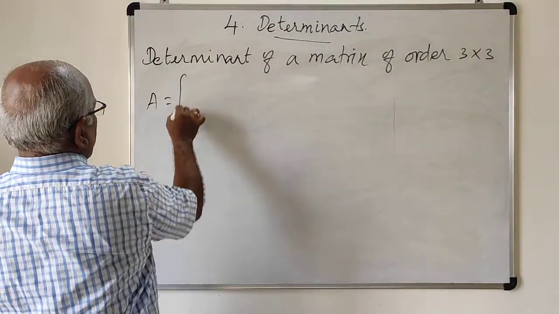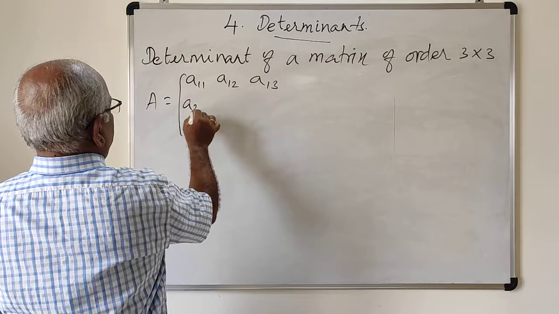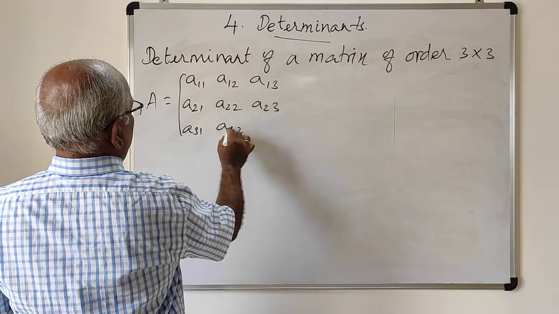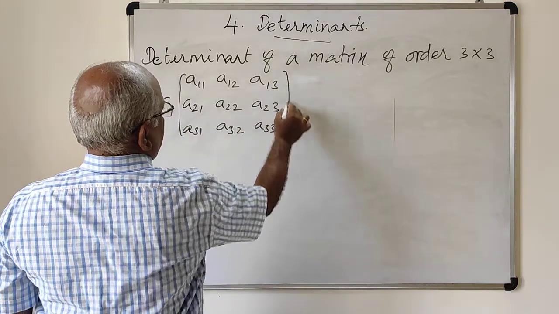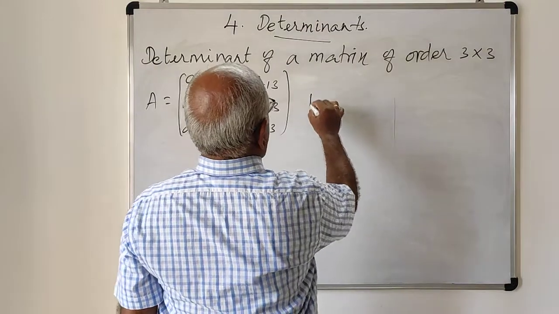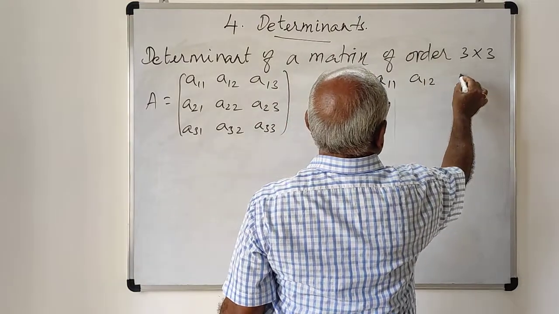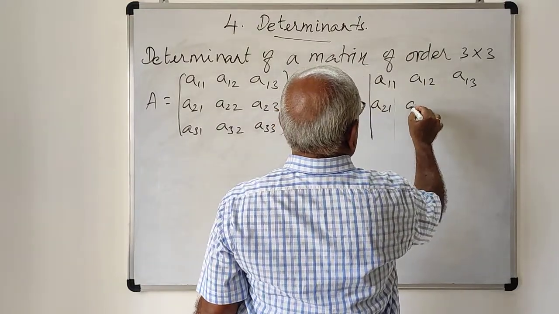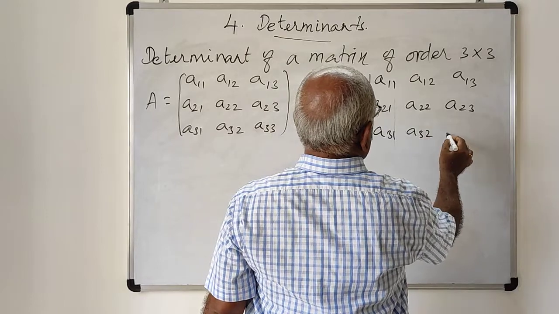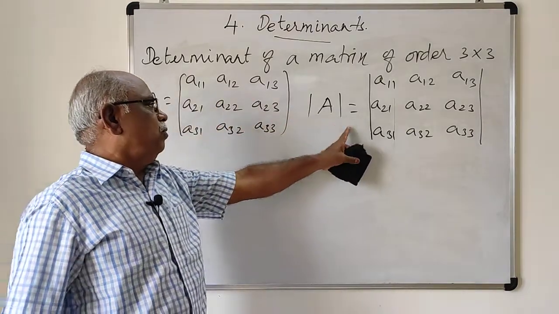Suppose A is a matrix of order 3, that is A11, A12, A13, A21, A22, A23, A31, A32, A33. This is a 3 by 3 matrix. The determinant of this 3 by 3 matrix is determinant A equal to determinant A11, A12, A13, A21, A22, A23, A31, A32, A33. This is the determinant of order 3 by 3.